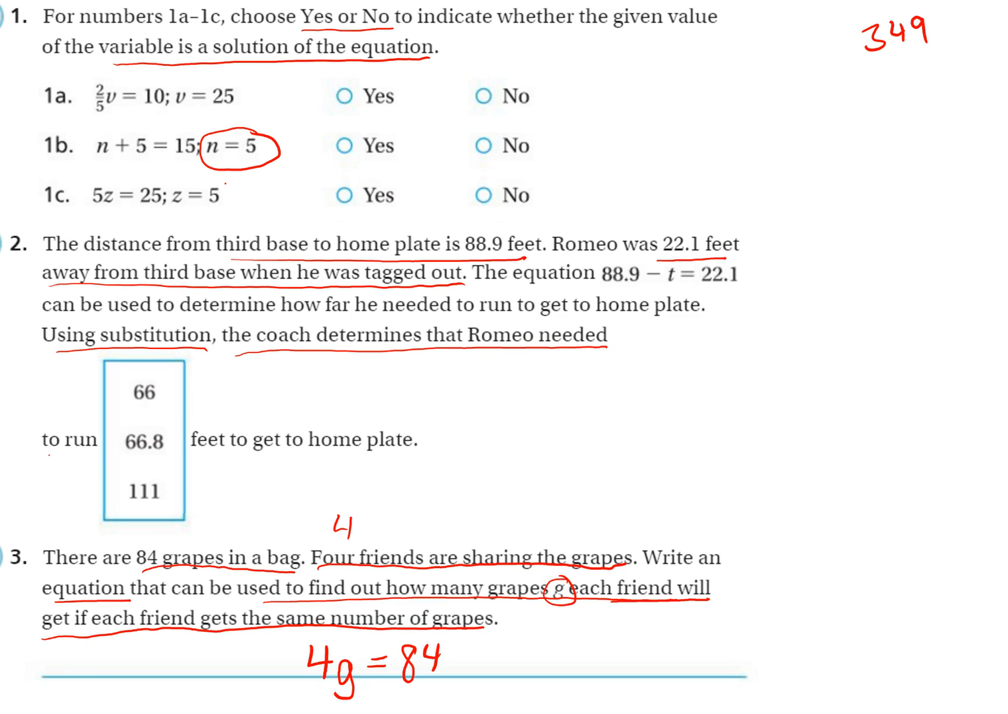Okay, so if I take the number of friends times, let's say they each get, well, we could solve this if we divide by 4. So that would be 21 grapes. So 4 times 21 would get us 84, which means each friend would get 21 grapes. Okay, but they didn't ask us to solve, they just wanted us to write an equation. And this equation would get us our answer that we're looking for, okay?